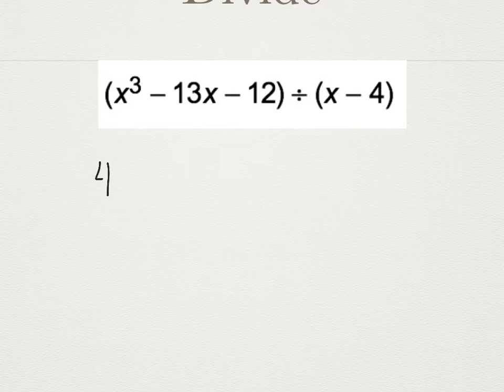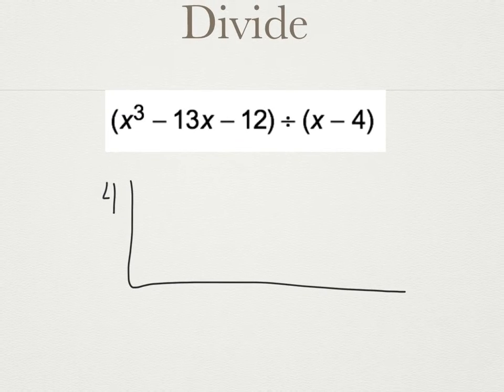Now, just like how we were dividing before in our part 1, we need every single x term to have a number. So we have x cubed, and then we have x, but we're missing an x squared. So what number can we put in place for x squared? 0. So we're going to put a 1 for our x cubed, and then our x squared has a 0. And then we just fill in the rest. We have -13 and -12.